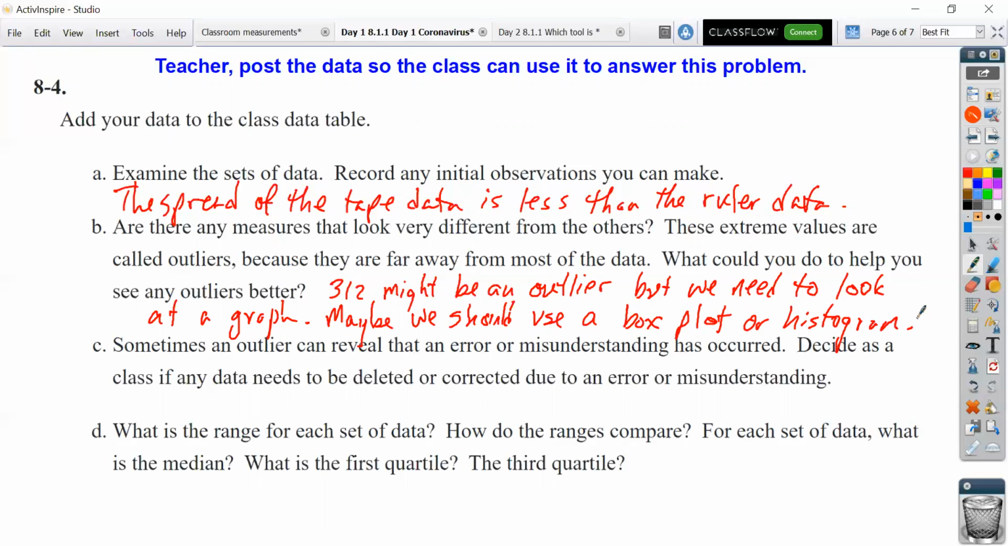Box plots and histograms are good for looking at the spread of the data and how far apart the data is, and if there are any outliers that are far away from that interquartile range, the one that you've done some homework problems on not too long ago. So let's get on to part C. Sometimes an outlier can reveal that an error or misunderstanding has occurred. Decide as a class if any data needs to be deleted or corrected due to an error or misunderstanding.